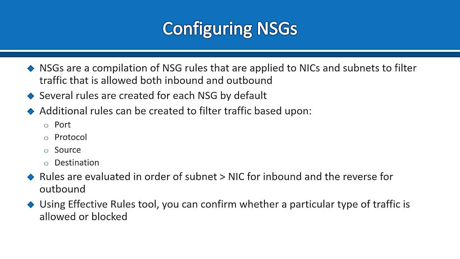So the subnet rules would be evaluated for traffic entering the subnet before the rules would be evaluated for traffic entering a virtual NIC. That should make sense if we just think of logically how the traffic flows. There is an effective security rules tool that you can use to confirm whether a particular type of traffic is allowed or blocked, and it'll show you that. So essentially, we just need to decide what traffic we want to allow and what, if any, we want to deny, and then create NSGs and assign them as appropriate.